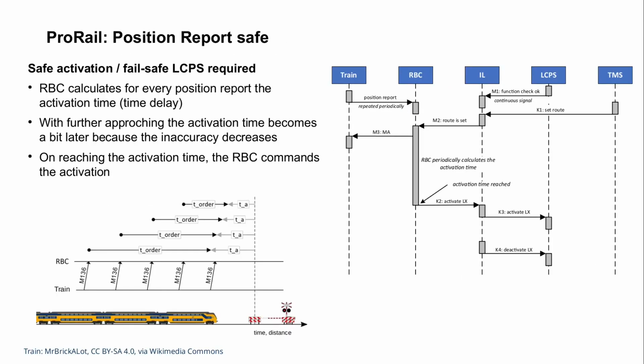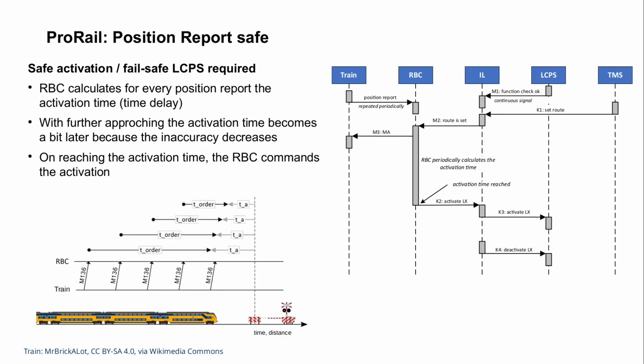ProRail safely evaluates the position report for all the fail-safe LCPSs in the Netherlands. The train periodically sends a position report to the RBC, usually every 5 seconds in message 136. Based on the distance from the level crossing, the maximum speed and current speed in combination with the maximum expected acceleration, the RBC can calculate the minimum time required for the train to reach the level crossing.